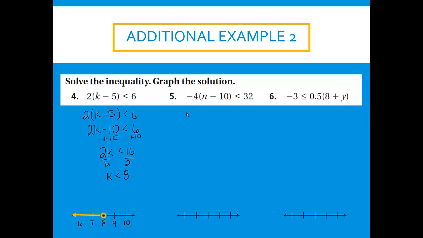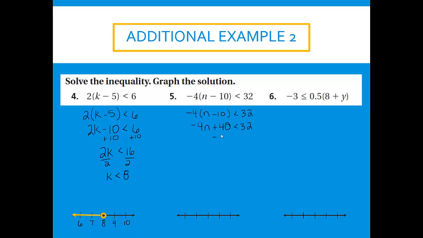Now for number 5, we have negative 4 times the quantity n minus 10, and that will be less than 32. We will use the distributive property to start solving this inequality. So we're going to have negative 4 times n, that's negative 4n, and negative 4 times 10 would be negative 40, but we also have this minus sign. So really this is negative 4 times negative 10, which would be plus 40. And that is going to be less than 32.